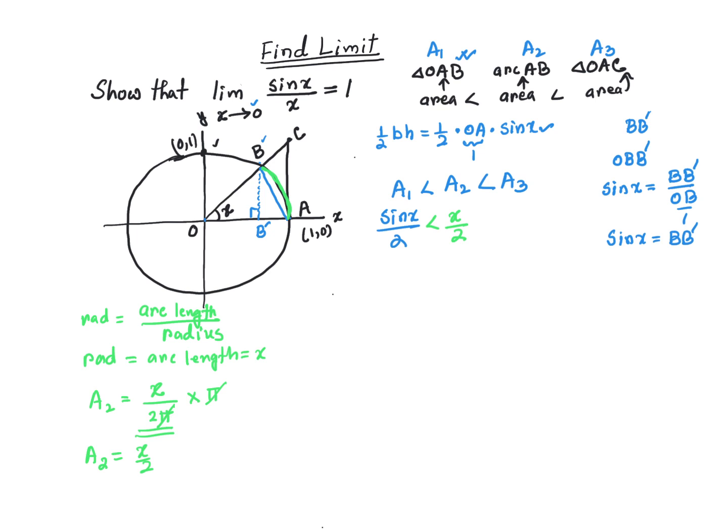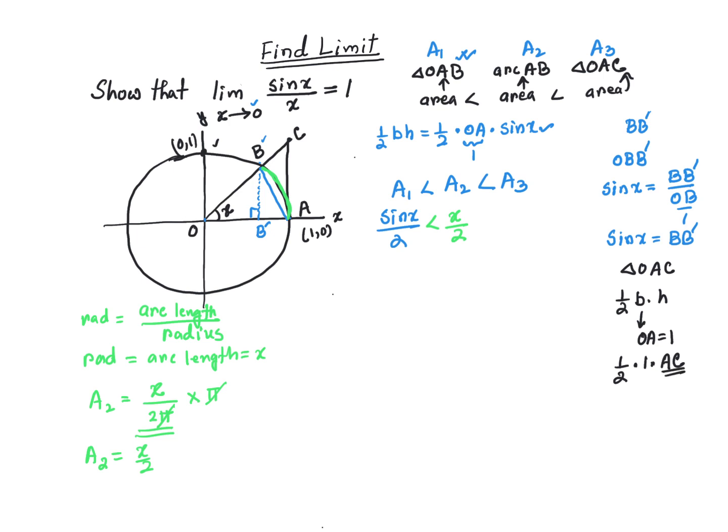Now let's go ahead and find area 3. To find area 3, which is the area of the triangle OAC, we're going to use the same formula, 1/2 times base times height. Now note that the base for this bigger triangle is OA. And that OA is actually equal to 1. So this becomes 1/2 times 1 times height. Now height, by the way, is AC.